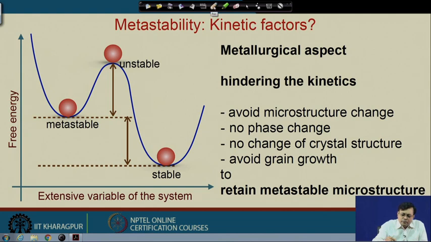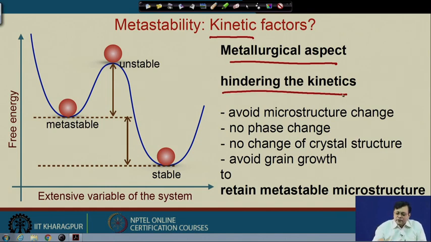And since we are metallurgists, we try to look at the metallurgical aspect in this kinetics and to control the kinetics of this process. As I said, the hindering of the kinetics is very important, and we can hinder the kinetics through microstructural change.